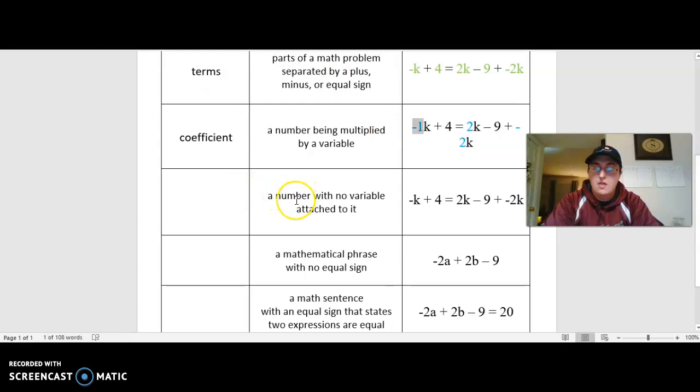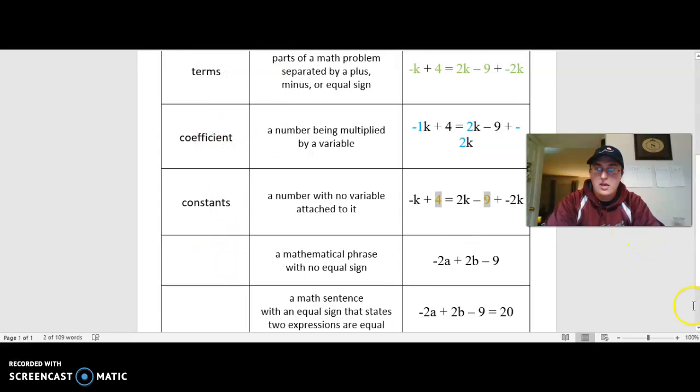All right. The next definition is a number with no variable attached to it, and those are our constants. Those are the numbers without a variable. So the 4 and the 9 are our constants. And let's make those orange.